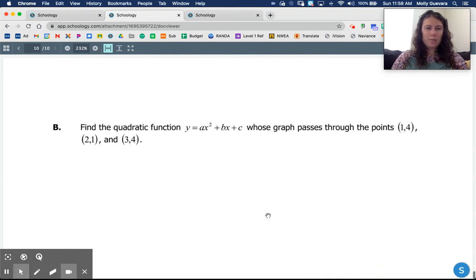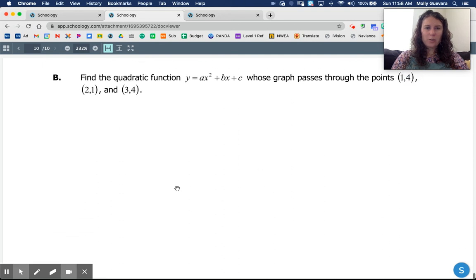Okay, so last problem here. I want you guys to try it on your own. So go ahead and, when you're ready, you can hit pause and keep going. We have 3 points that it goes through, and so you're just going to do the exact same thing. Hit pause, give it a try, and then let's hit play and go over it.